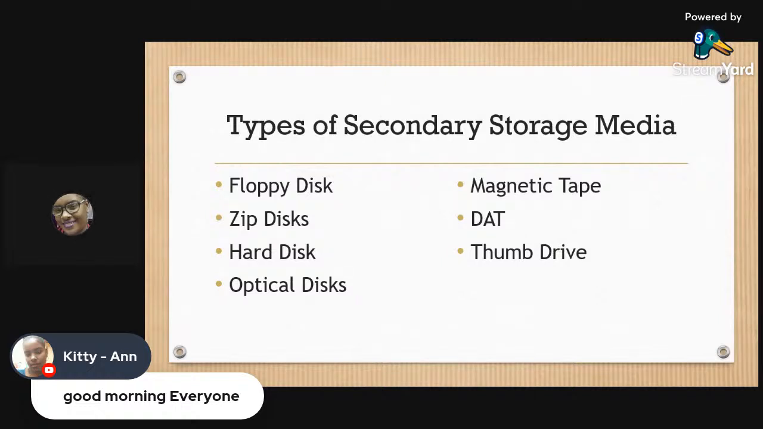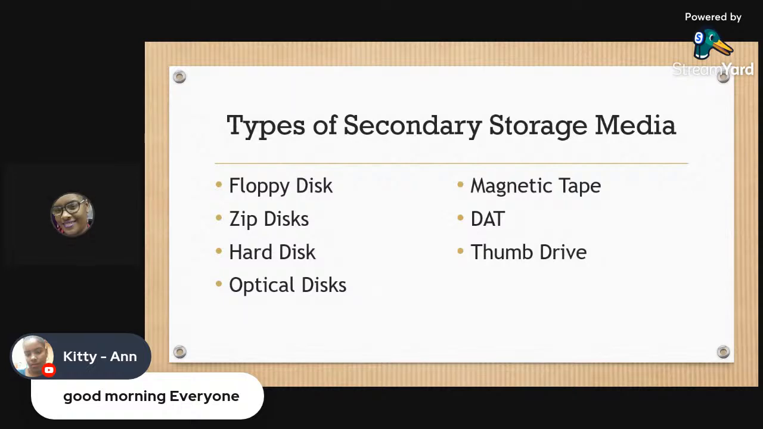Thumb drive, we all know of. They're compact and very much portable. At one time they didn't offer a lot of storage capacity, but what we're seeing now is that flash drives have evolved significantly and they offer a lot of storage capacity. They do. Right.